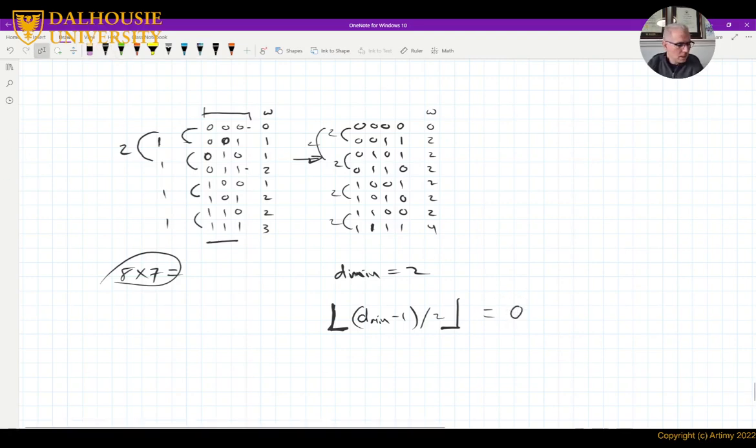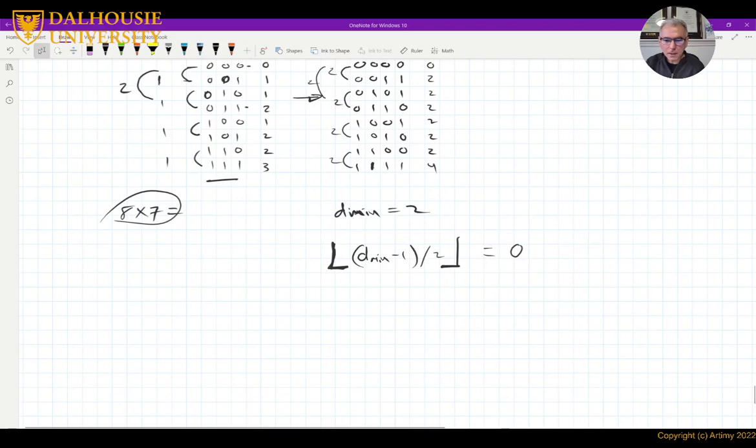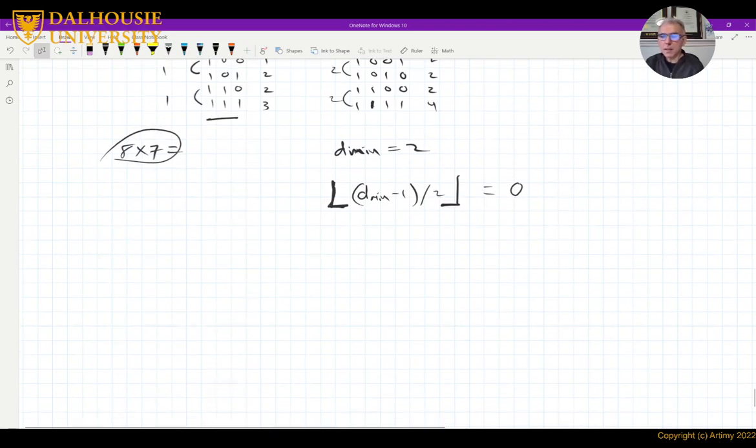So my ability to detect errors, oh, it should be more than 2, otherwise it won't be able to detect errors. Actually, you guys, maybe I just discovered an error in the slides here.